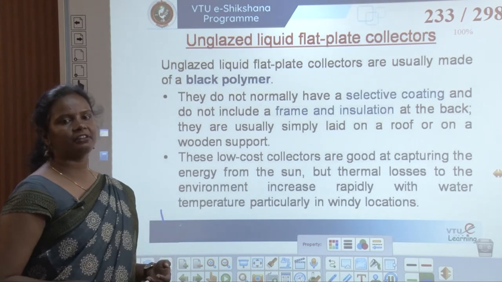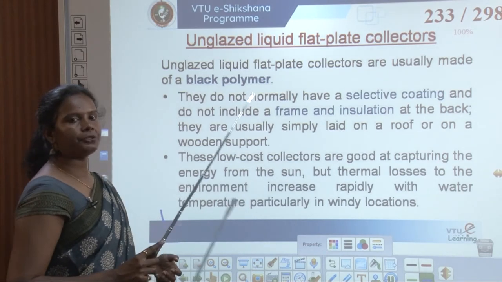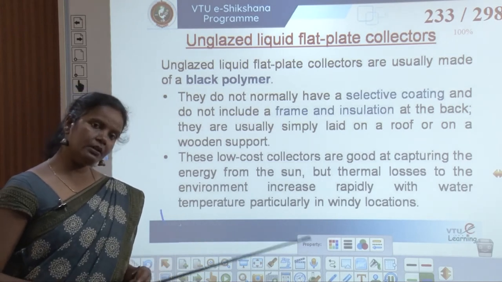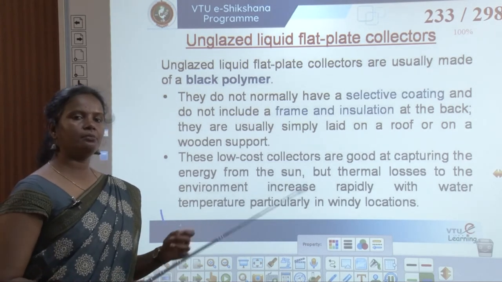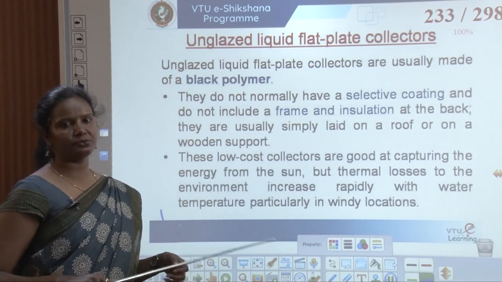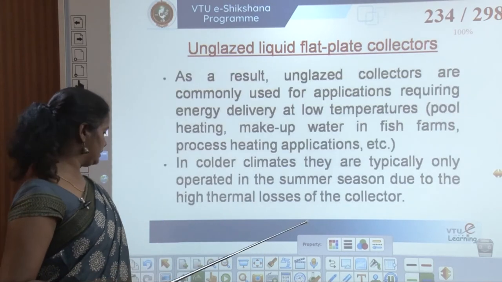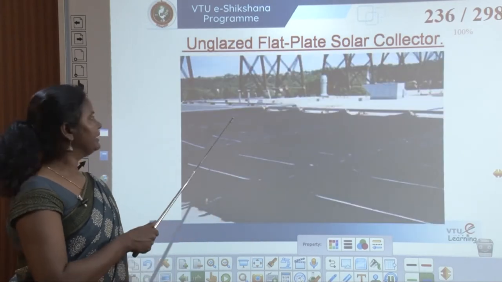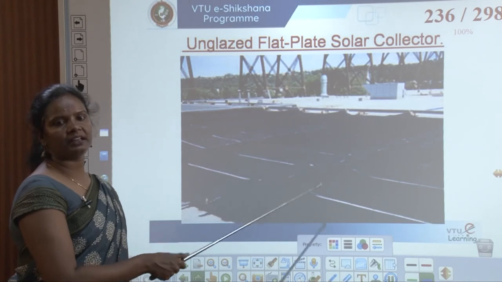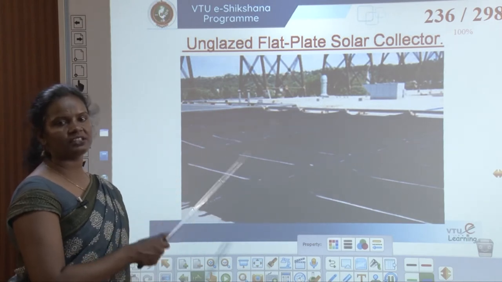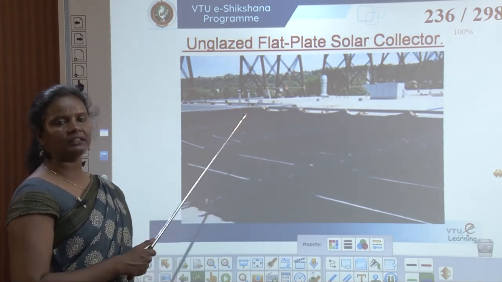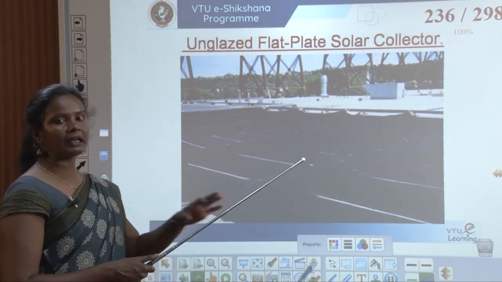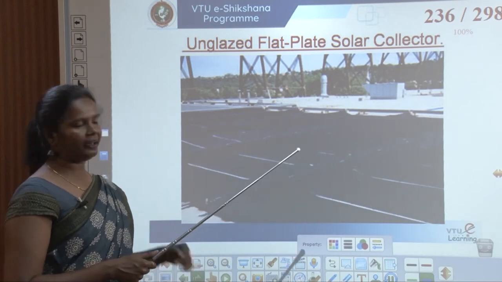Unglazed liquid flat plate collectors are usually made of black polymer. Polymer is the sheet which they use, like you can see in this image. It looks like this. It is just that black polymer, like a sheet, used directly on the surface, the roof surface. It doesn't have any cover or any frame. Directly on some surface it can be used.